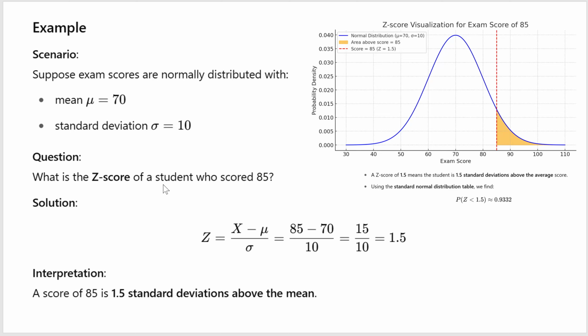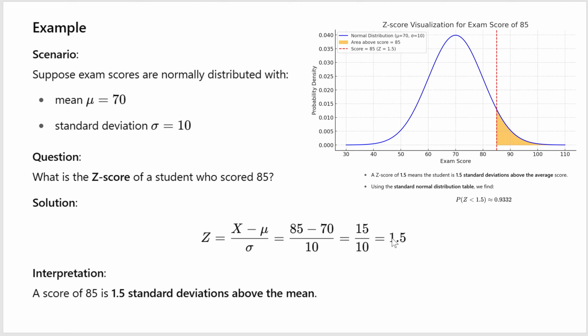The question is, what is the z-score of a student who scored 85? So the x value is now 85. We know that mu, the mean, is 70 and the standard deviation is 10, so the z-score is (85 minus 70) divided by 10, which is 1.5. Now what that means is that with a z-score of 1.5, the student is 1.5 standard deviations above the average score. Okay, so that's what it means.